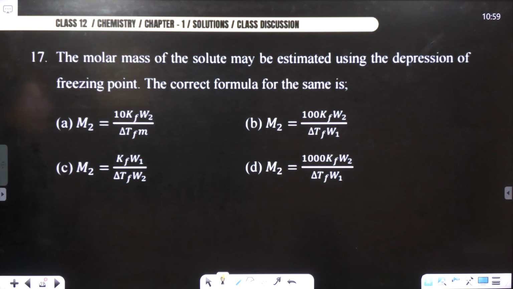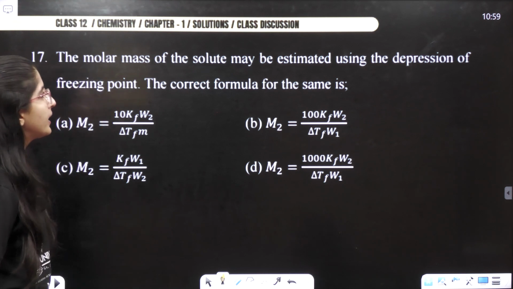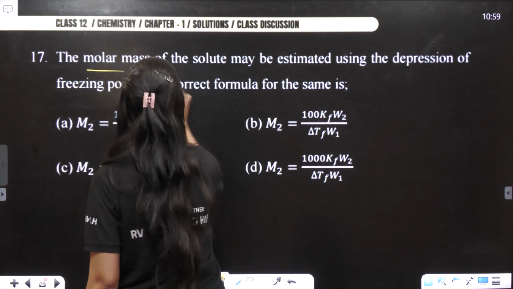Next question. The molar mass of solute may be estimated using the depression of freezing point. The correct formula for the same will be what? So molar mass calculation from what?